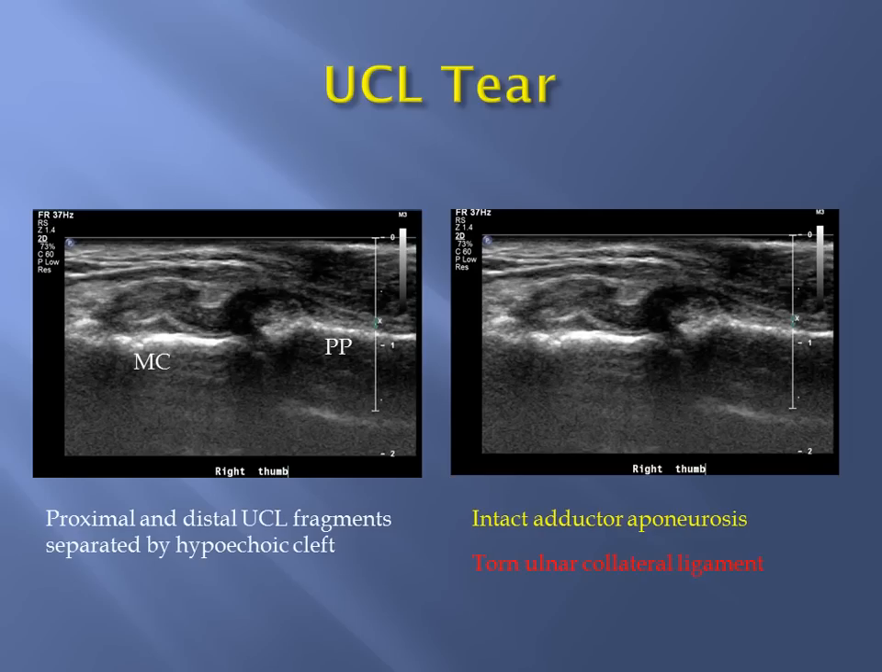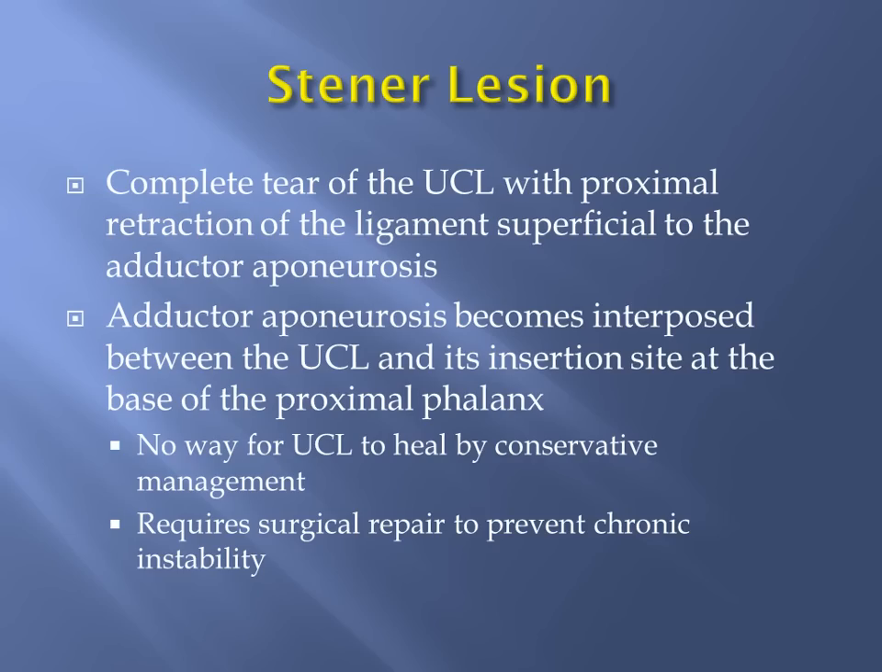Sonographically, ulnar collateral ligament tear depicts the proximal portion of the ulnar collateral ligament retracted and thickened with a hypoechoic cleft between the proximal portion of the ligament and the stump of the ligament that's still attached to the proximal phalanx. The adductor aponeurosis is intact in this example, and again there's the little fragment of the ligament at the base of the proximal phalanx.